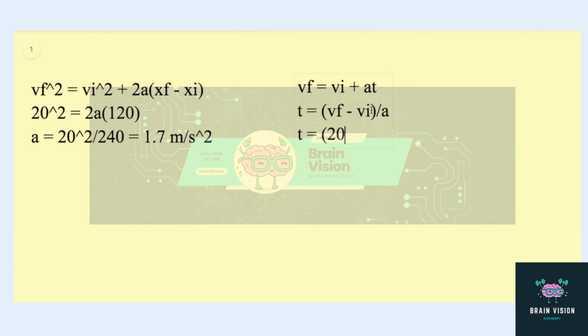Knowing that our final velocity is 20 and our initial is 0, this is simply 20 divided by 1.7, which gives a value of 12 seconds.